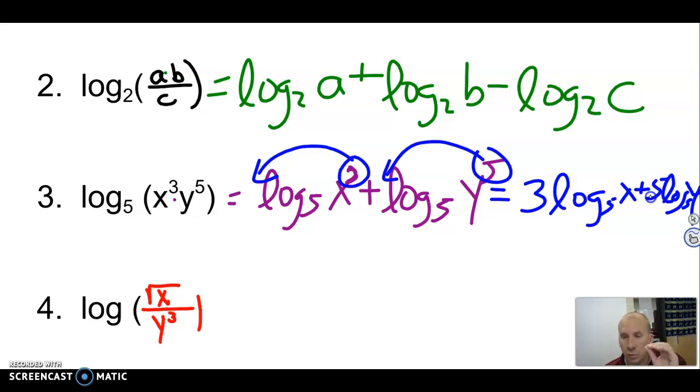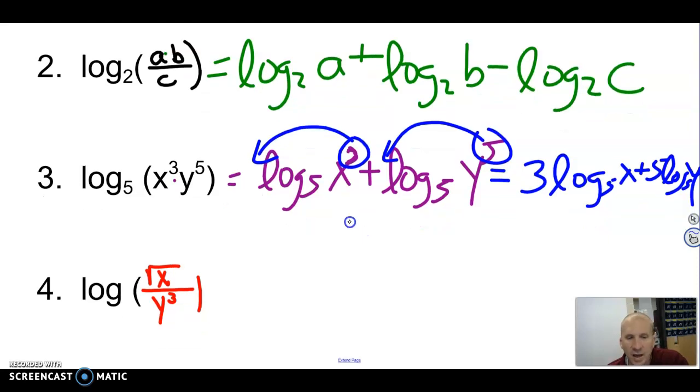Right now, we're just directly applying the property. If you have a multiplication, you can split it into 2 logs with an addition in between. If you have a division, you can split it into 2 logs with a subtraction in between. If you have exponents, those exponents move to the front as a multiplier. Those are the 3 properties of logarithms.